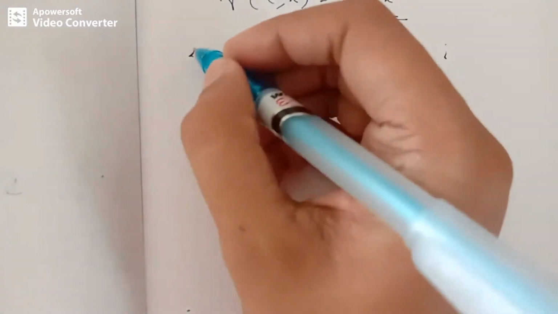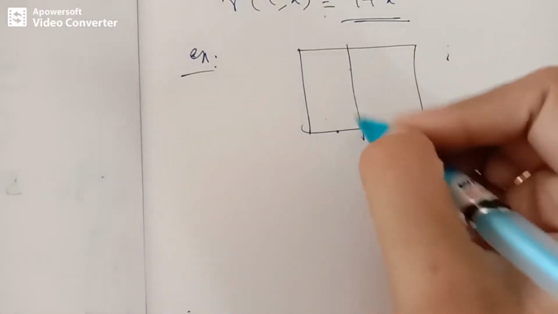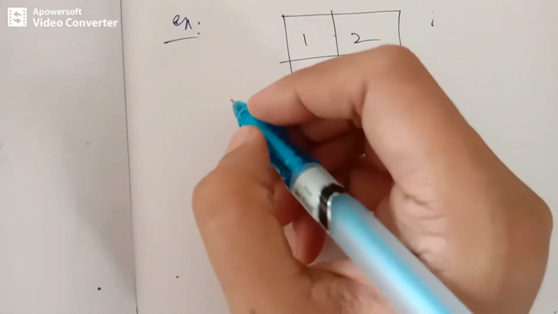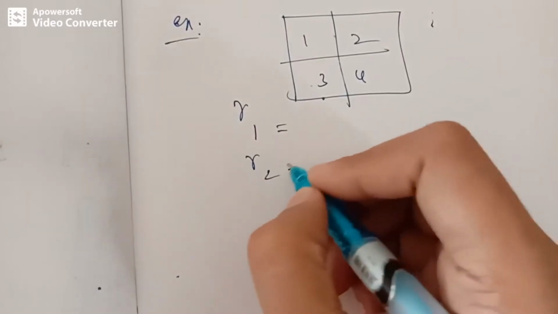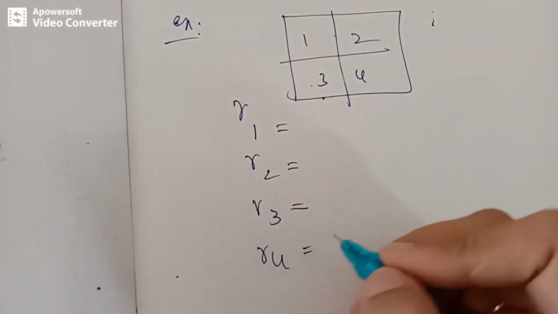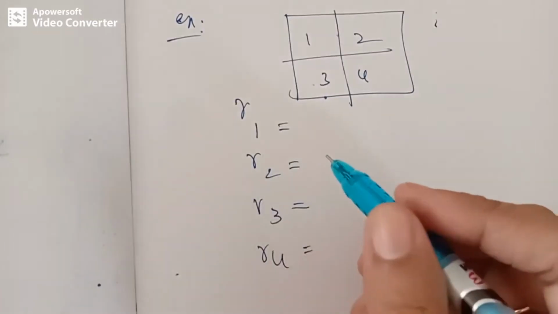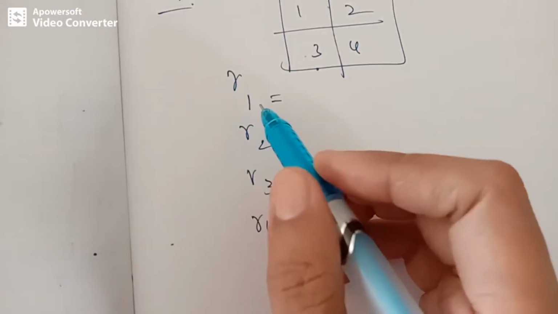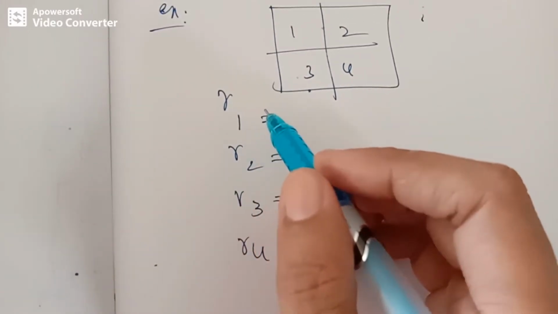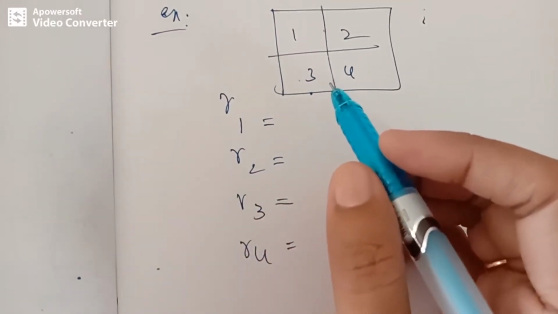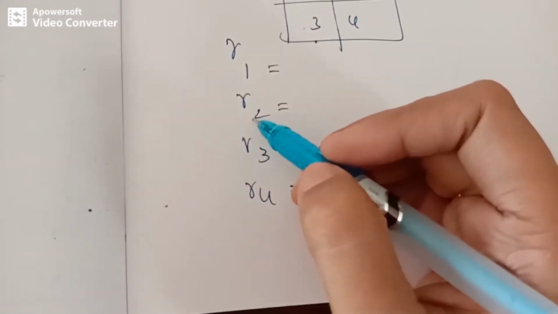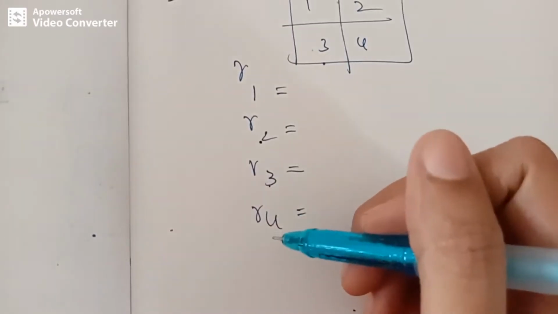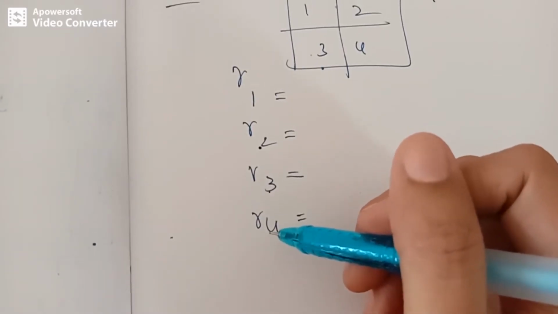So, let us consider an example. Let us say this is the chessboard. There are 4 squares. Now, for this board, we have to find R1, R2, R3 and R4 of the rook polynomial. Is it possible to place one pawn? Next, is it possible to place 2 pawns, and in how many ways? We have to find out, and likewise for 3 pawns as well as 4 pawns.